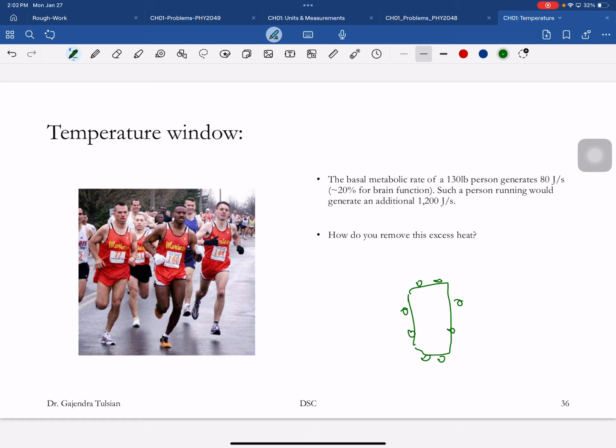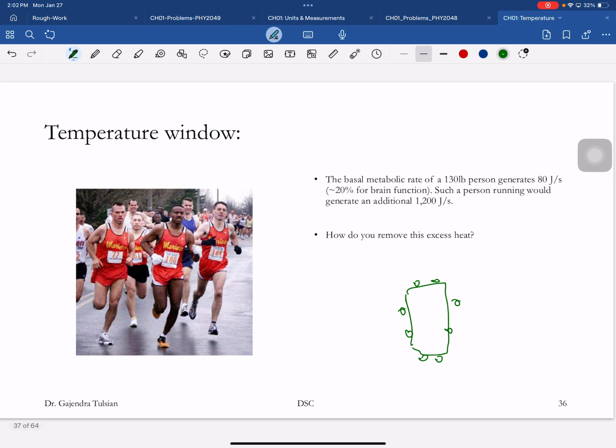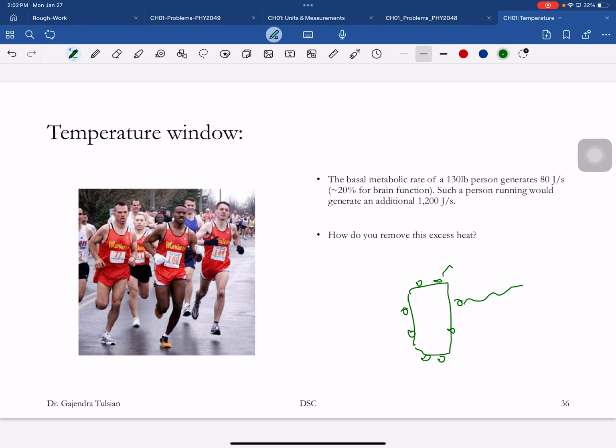So what you do is you sweat and then hope like hell your sweat evaporates. Which is why, every time 1 gram of sweat evaporates, it takes away 540 calories of heat. So that's our cooling system.